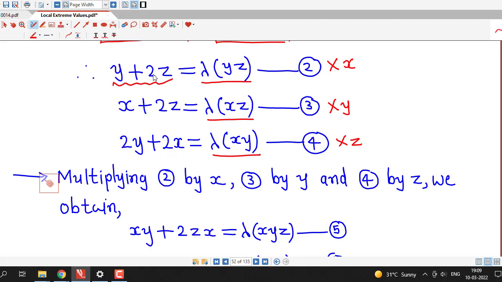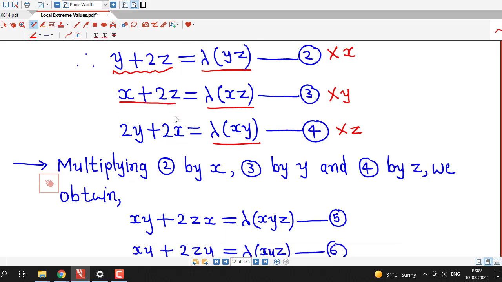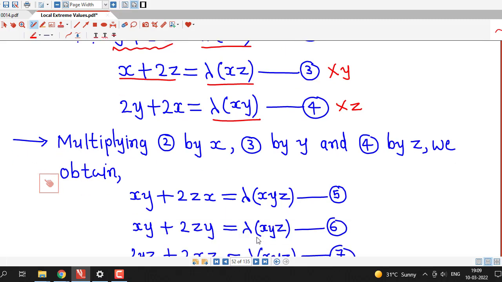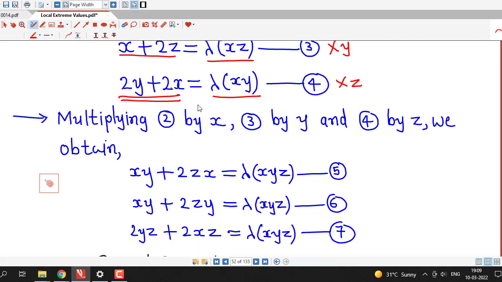xy plus 2xz equal to lambda xyz. This is multiplied by y, that is xy plus 2yz equal to lambda times xyz. This is multiplied by z, so we have 2yz plus 2zx equal to lambda times xyz. Now we have the right hand side same in all these three equations, so we can compare equations 5 and 6 or 6 and 7.